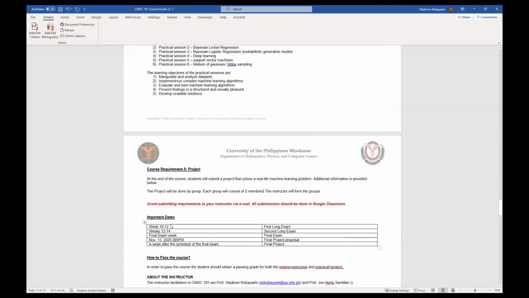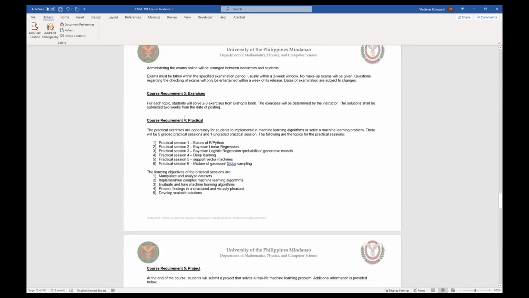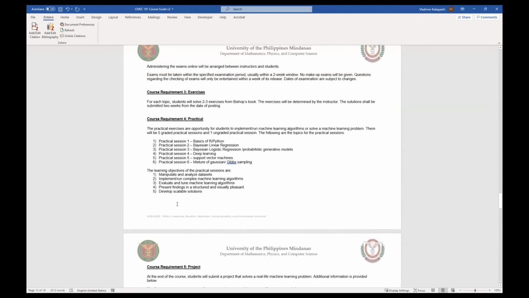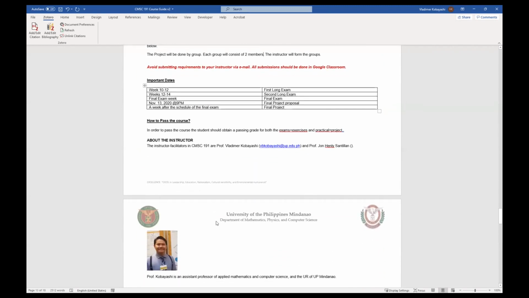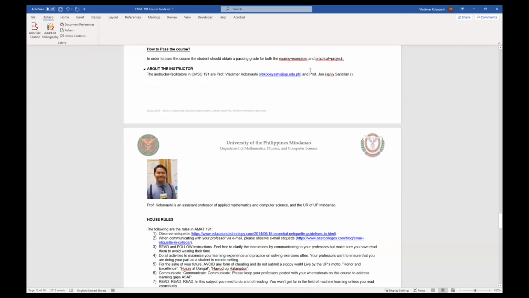Then how to pass this course: you just need to pass the practical, project, long exam, and exercises. It means that you need to get at least 50% to pass the course for exam, exercises, and practical. So if you fail one of these, like you get less than 50% for practical, then you fail the course. Same way, if you get less than 50% sa exams or exercises, then you fail the course. Doesn't matter if you pass one of them. And then I will be your facilitator and your instructor for this course.